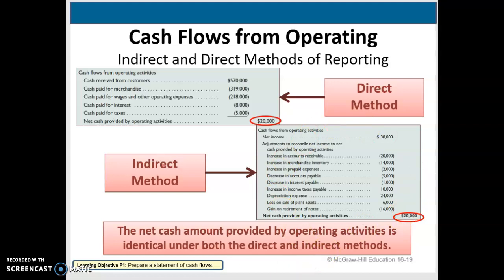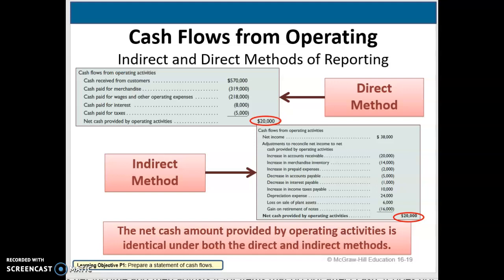And when we look at the direct method, it lists operating cash receipts, such as cash received from customers, and operating cash payments, such as cash paid for inventory. And then the cash payments are subtracted from the cash receipts. The indirect method, on the other hand, reports net income, and then it's going to adjust for the items that do not affect cash. It does not report individual items of cash inflows and outflows from operating activities.